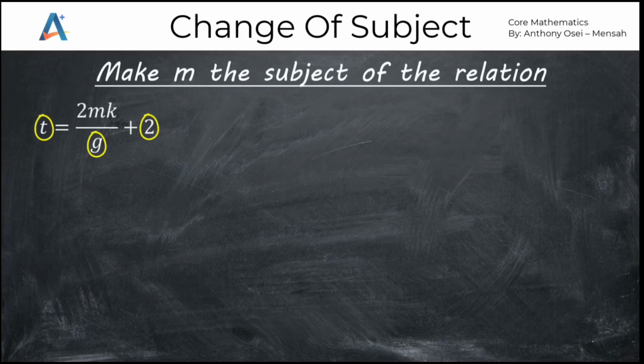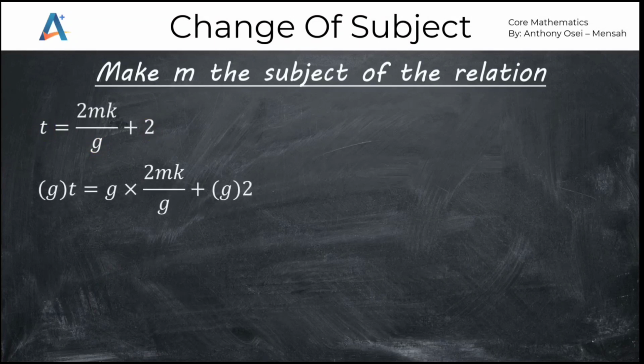So it will become j multiplying t is equal to j multiplying 2mk over j. That is the second term at the right hand side. Then the last term will be j multiplying 2. So if you can see well, we have used the j to multiply each of the terms in the relation. Why did we do that? So that we can allow the denominator of the fraction to cancel the LCM j, to eliminate each other.